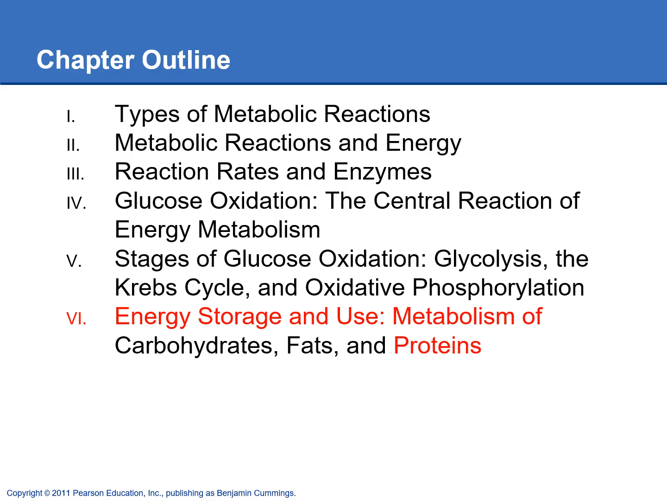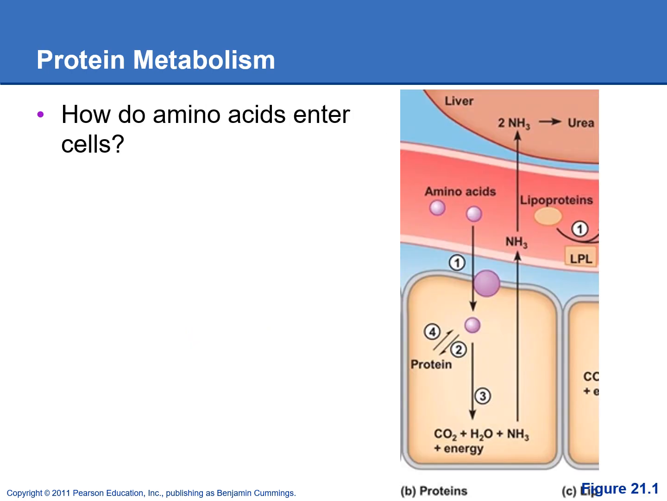We're going to take a look at the metabolism of proteins. So how do amino acids enter cells? Remember that amino acids are hydrophilic and they cannot diffuse across the cell membrane, so they're going to need the help of a transport protein to get inside the body cells. There's a couple ways that they can get in, but for right now we're just going to put down that they enter into the body cells by using a transport protein.